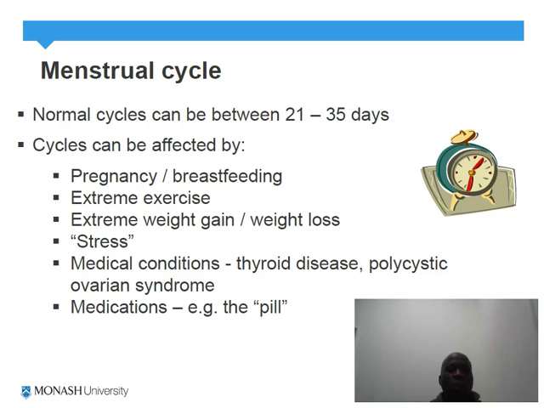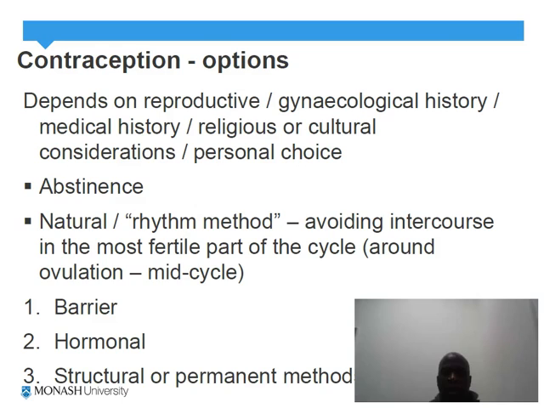Also, extreme weight gain or weight loss will affect the menstrual cycle. Stress also will affect the menstrual cycle. Medical conditions, such as thyroid disease, polycystic ovarian syndrome, etc., will affect the cycle as well. Certain medications also will have an influence on the cycle. For example, the pill. The pill is deliberately designed to influence the cycle in a certain pattern, to avoid getting pregnant.